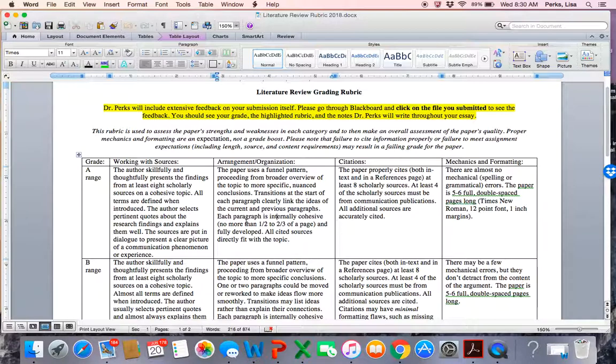Each paragraph should be internally cohesive. And definitely stick to this rule of thumb, no more than half to 2/3 of a page per paragraph. And when I say cohesive, that means that you haven't just tossed a couple of different sources in the same paragraph, because I said put at least 2 in there, but that this paragraph actually covers a small focused theme or topic. So each paragraph should really be cohesive.